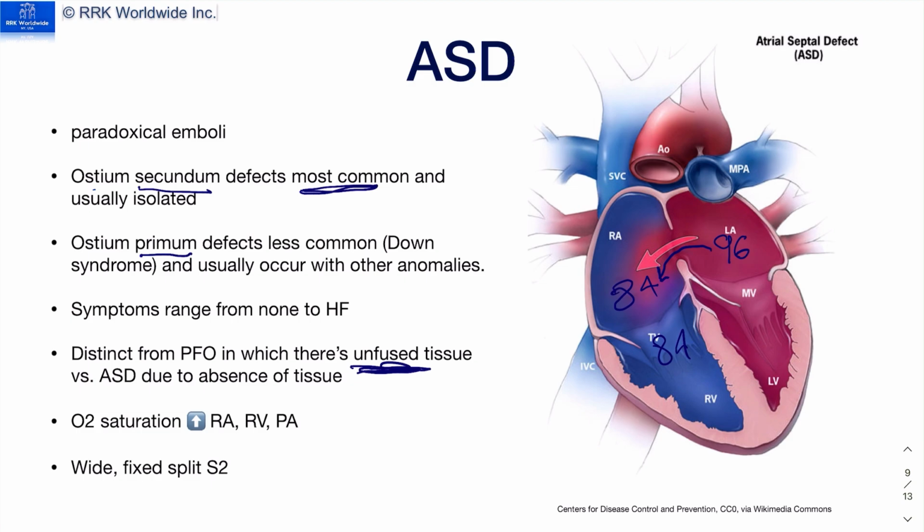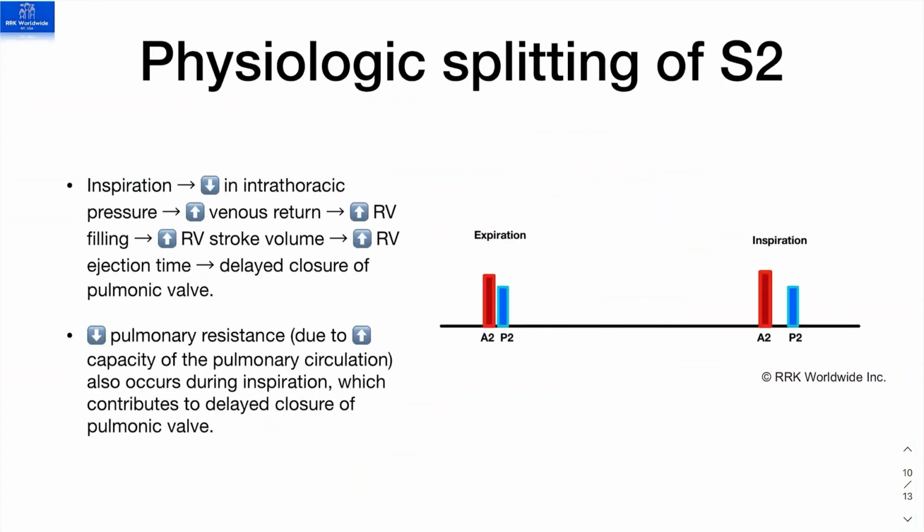I just want to say that the wide fixed splitting that we hear on the S2 in an ASD patient is a buzzword for ASD. Once you hear that, finished. Yes. But we want to understand why. Why is that the case? We want to explain that. So I want to ask you a question. Why is it wide? Why is it fixed?